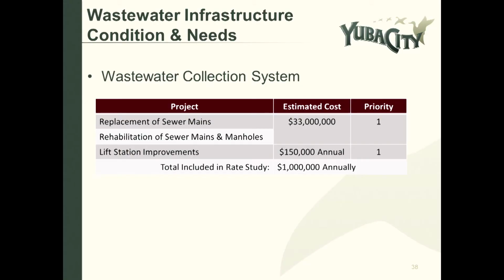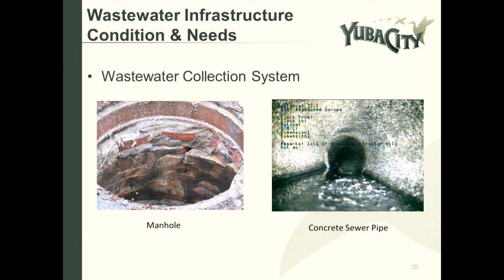And then within the wastewater collection system, we estimated that in order to address failing lines or lines that need to be rehabilitated in the collection system, that cost is approximately $33 million. And then also we have lift stations, those lift stations that we need to maintain. So council selected as part of the rate study process to fund those at $1 million annually. And so here are some pictures of our wastewater collection system.